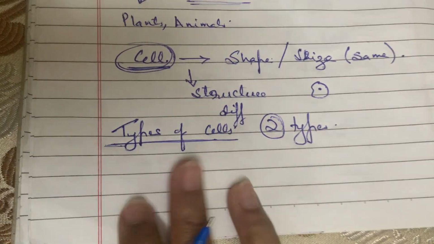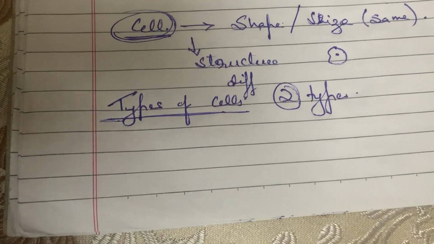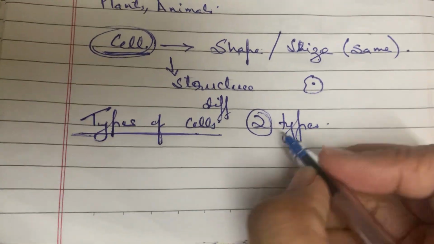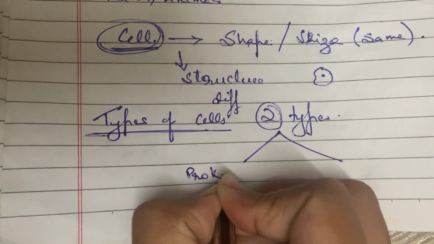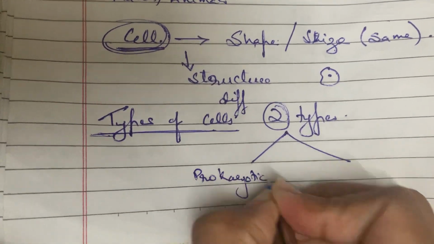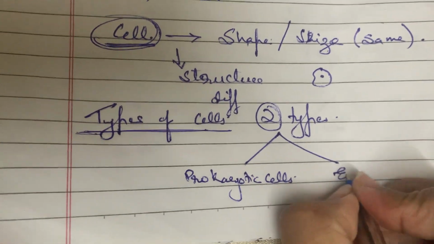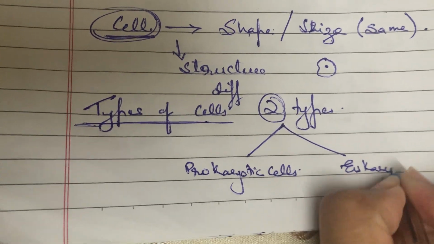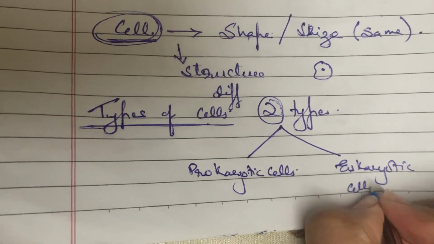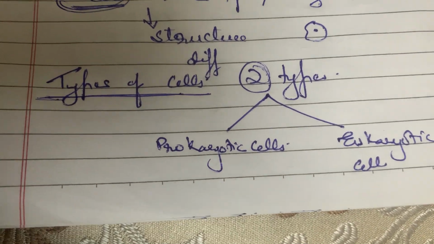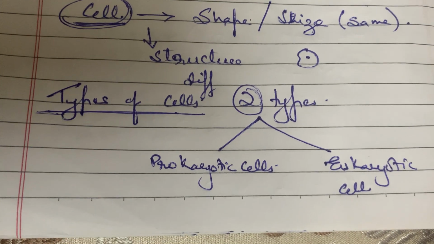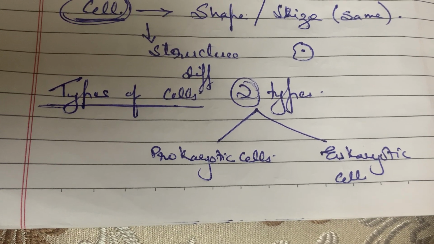I want you to write this particular thing down in your notebook so that when you are revising it, it stays in your head. Okay, there are two types of cells. Let's name them. What are they? One of them is called the prokaryotic cell, and the other one is the eukaryotic cell. When I say prokaryotic cell, what does it actually mean? The prokaryotic cells are the ones which do not have a completely well-defined nucleus.